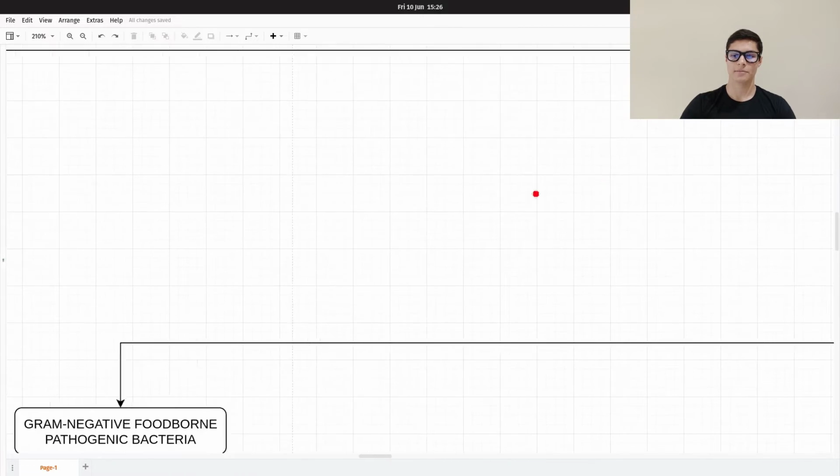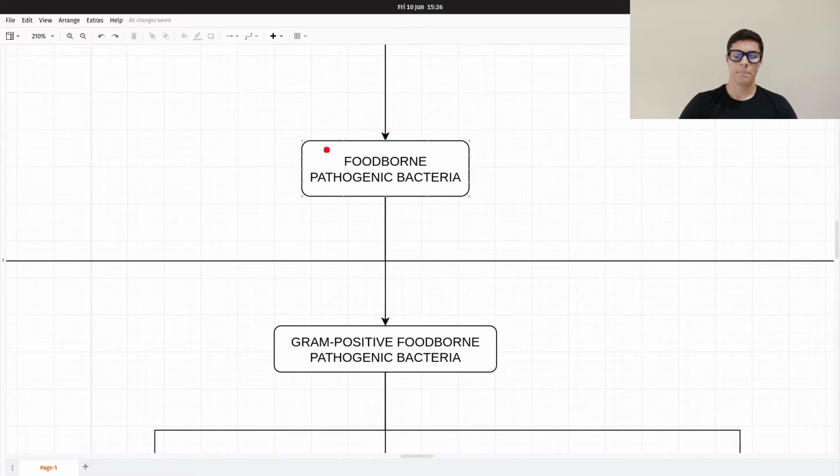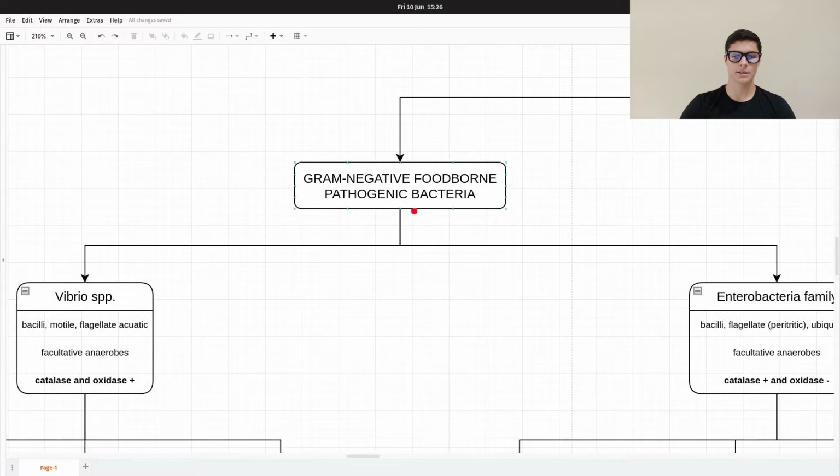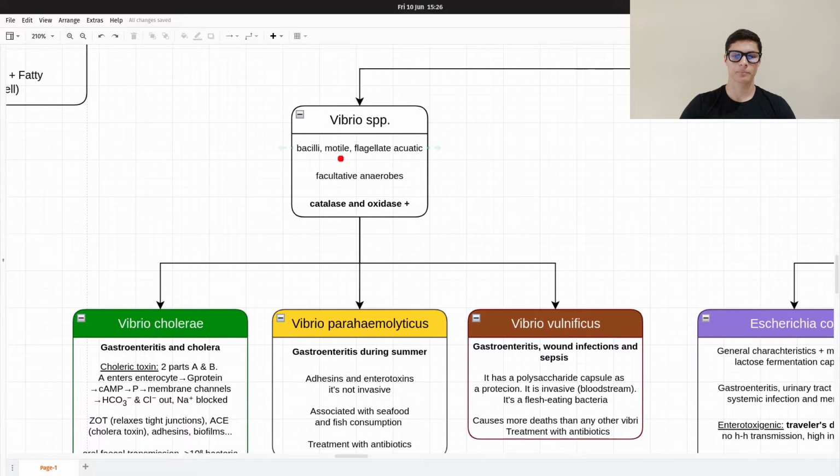Moving on, we have the pathogenic bacteria and viruses and prions. So let's start with the gram-negative pathogenic bacteria. We have the Vibrio. Vibrio are bacilli, motile, flagellate, and they are aquatic. They are facultative anaerobes and catalase and oxidase positive.